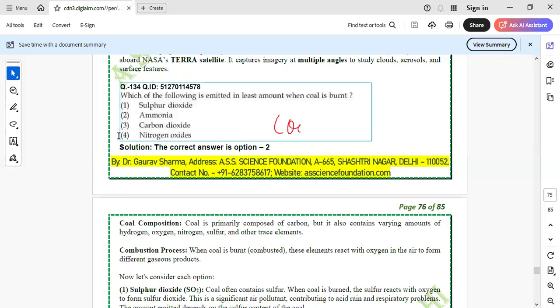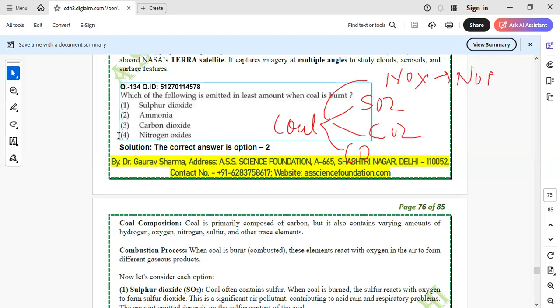Whenever you burn coal, I have told multiple times, and this question has also come multiple times. When coal burns, we see the emission of SO2, CO2, carbon monoxide, and NOx, which is NO plus NO2, but never ever will you see the emission of ammonia, to be very frank. And if it is there, it is negligible or insignificant. That is the question they have asked in 134. Particulate matter is also there if they ask.